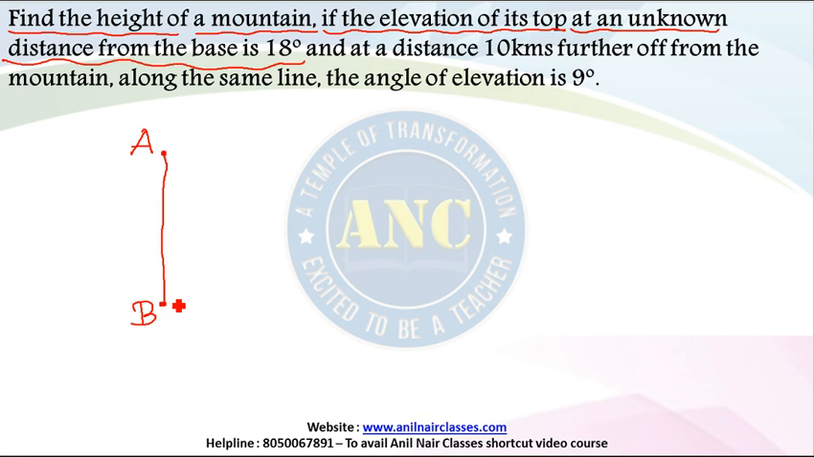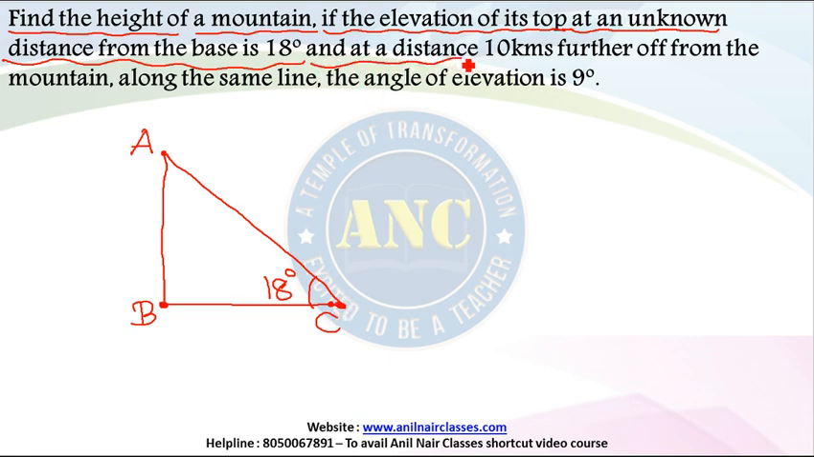AB is the mountain. If the elevation of its top is at an unknown distance from the base, B, from some unknown distance, I don't know the distance between B and C. From that point C, the angle of elevation of the top of the mountain is given in the question as 18 degrees.